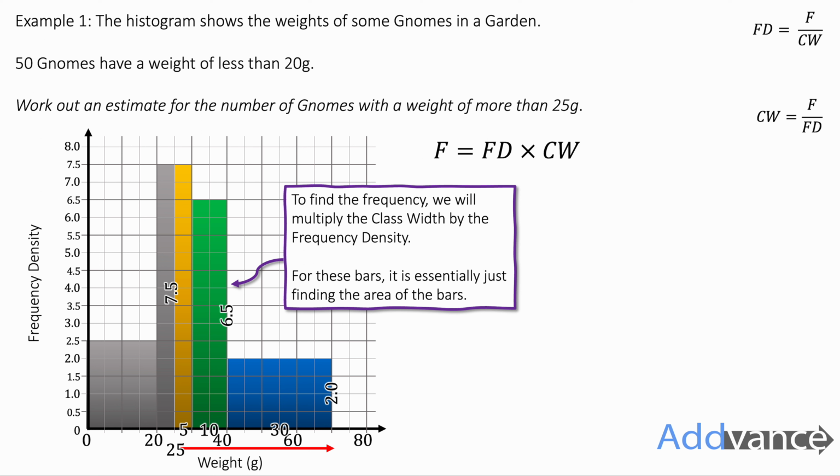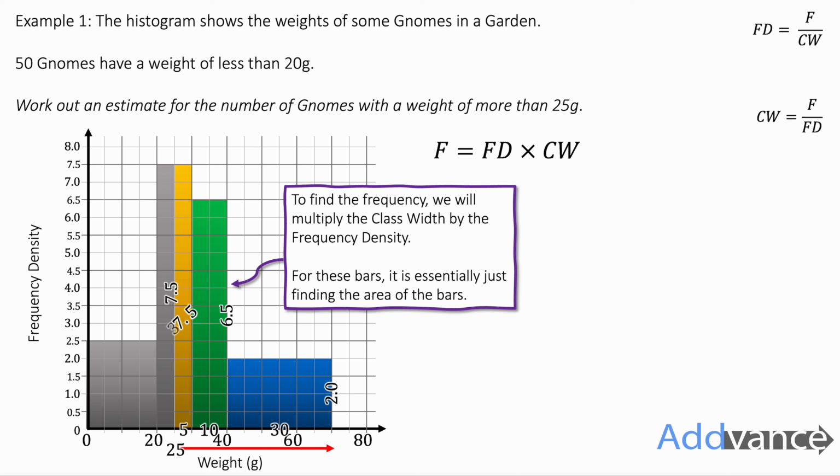To find the frequency, you do the class width times the frequency density. That is the same, in effect, as finding the area of these bars, because the class width is the width of the bar at the bottom, and the frequency density is the height of the bar as well. And so to find the frequency of the bar, we're going to find the area.